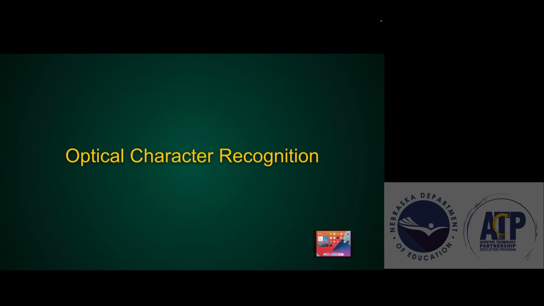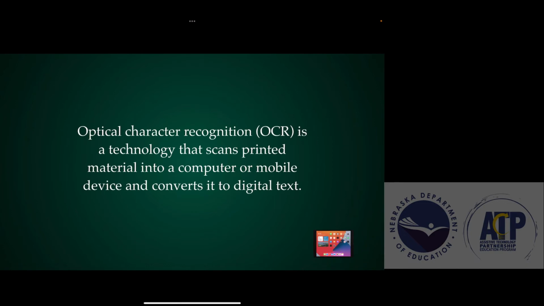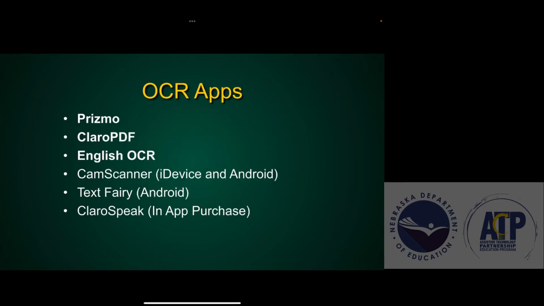Optical character recognition is one of the key components in making things digital and accessible. Basically, optical character recognition is a technology that scans printed material into a computer or mobile device and converts it into digital text. So it takes something that is inaccessible and makes it accessible. On the iOS side, Prismo is a really powerful tool for that.